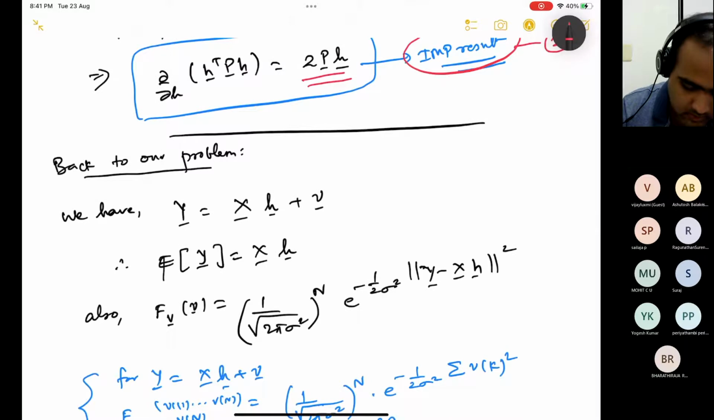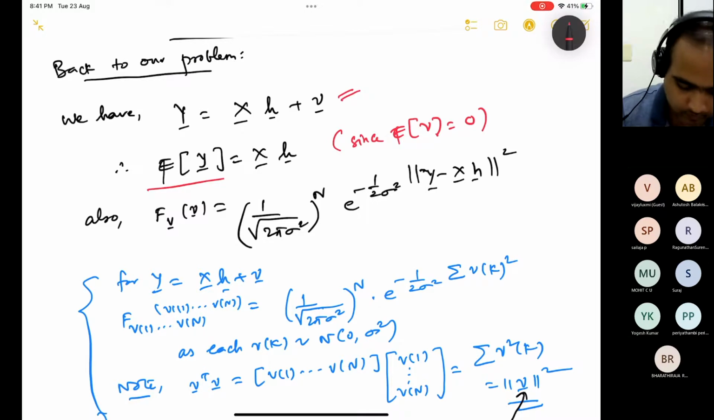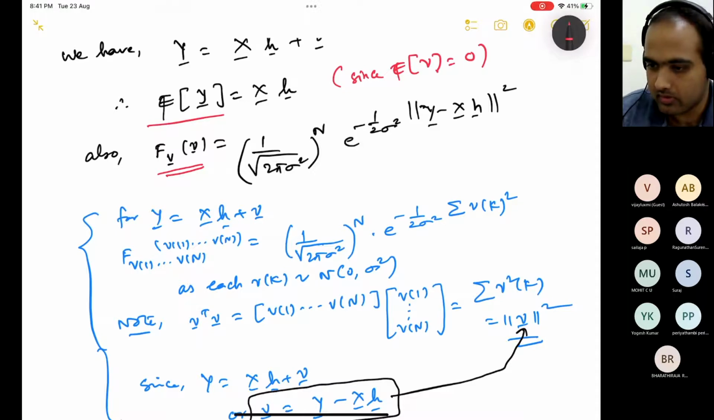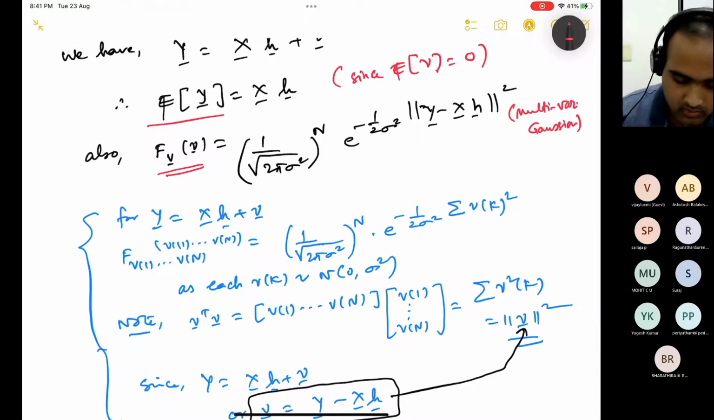Now we come back to our problem. Our problem is that y is hx plus v. If you take the expectation of y, since the expectation of v is 0, the expectation of y is x times h. We also know the PDF of the noise: it is a multivariate Gaussian.